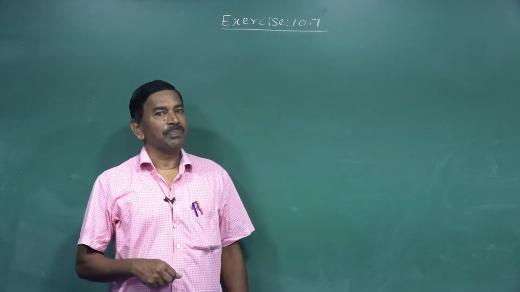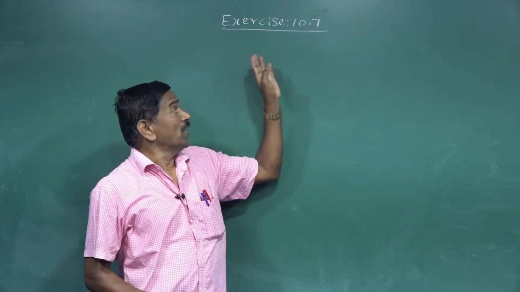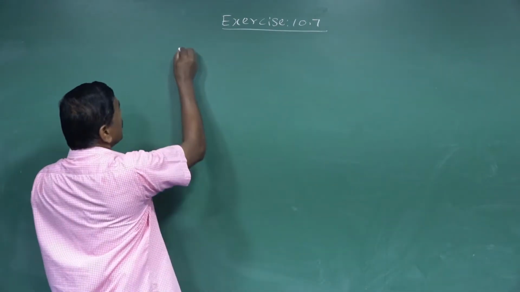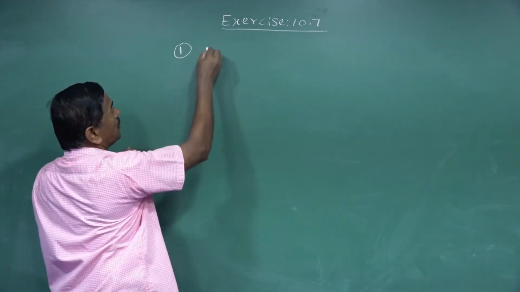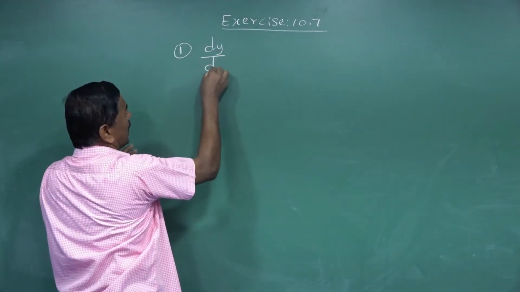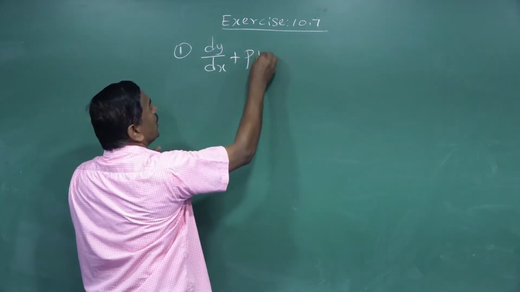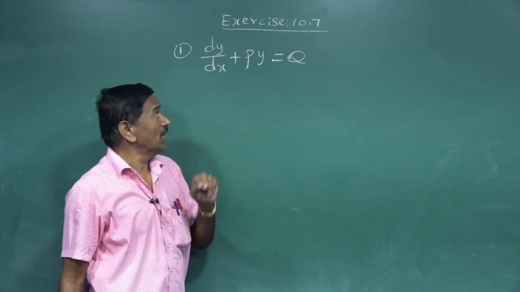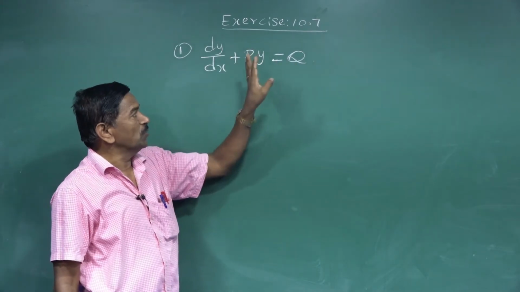Children, listen. Now exercise 10.7. To learn exercise 10.7 we need the following formulas. The first one: the differential equation is of the form dy by dx plus P y is equal to Q. Listen again: dy by dx plus P into y is equal to Q.